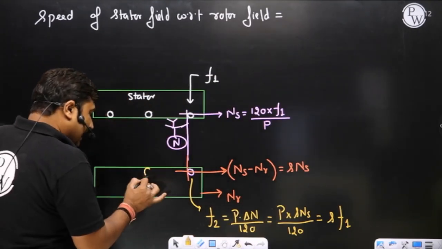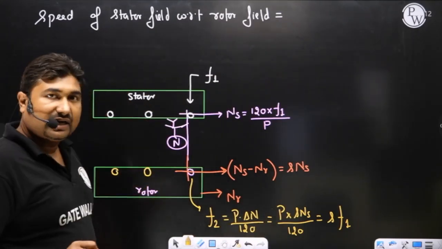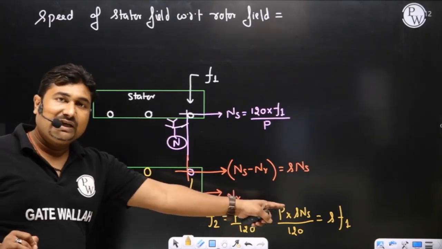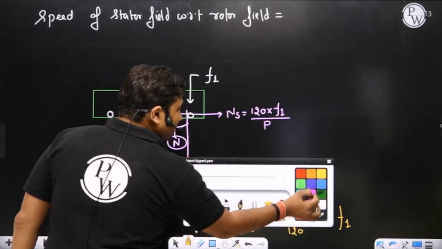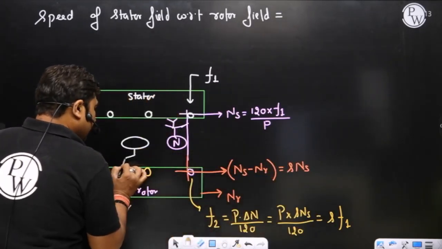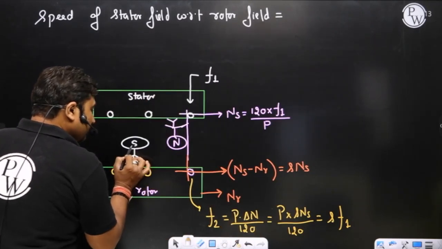Now, I am assuming the rotor is also 3-phase, and the current flowing in the rotor has frequency F2. So the rotor will also create a rotating magnetic field, sir. Let us suppose this to be the rotor south.